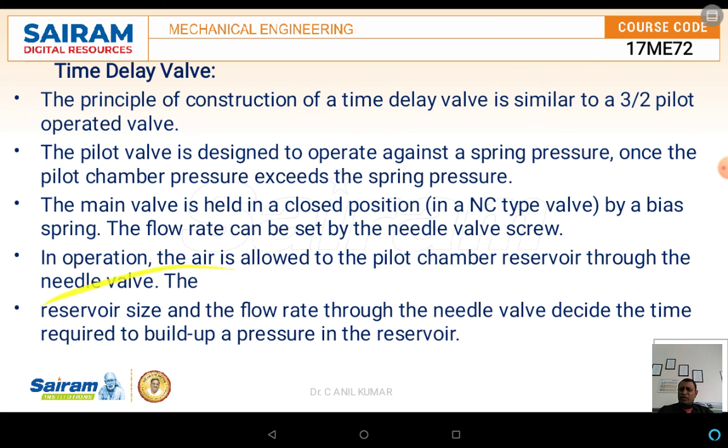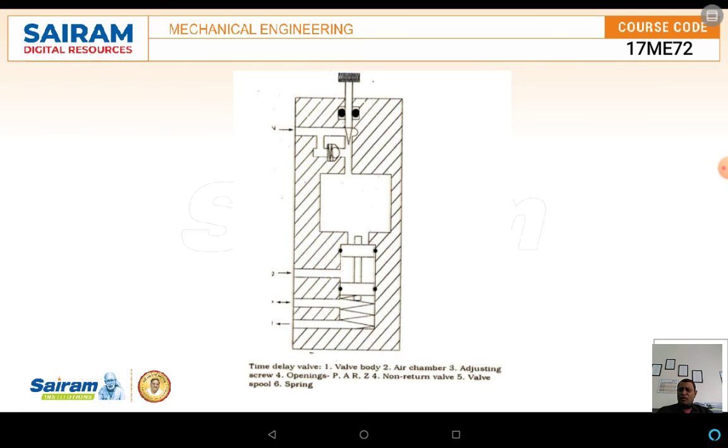The schematic diagram shows the working of the time delay valve. As the name suggests, the time delay can be achieved very easily by the same mechanism as that of the 3x2 pilot valve. Thank you.